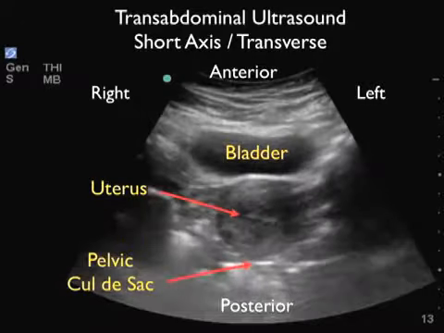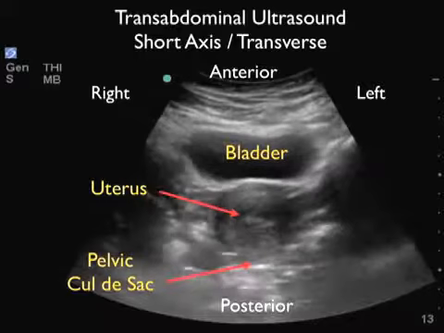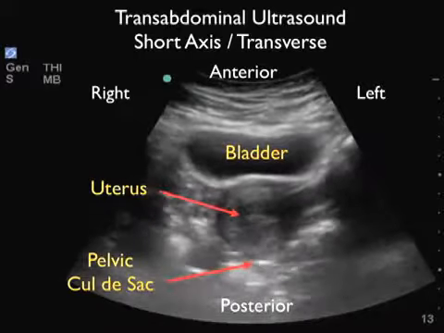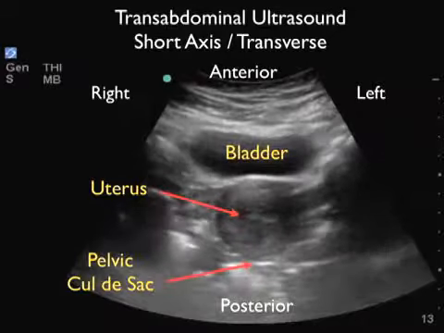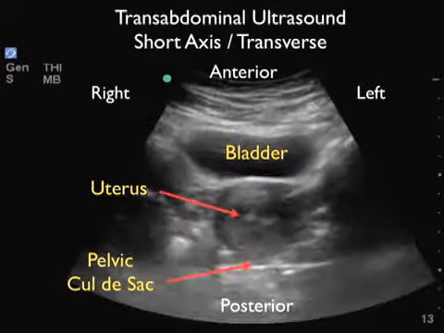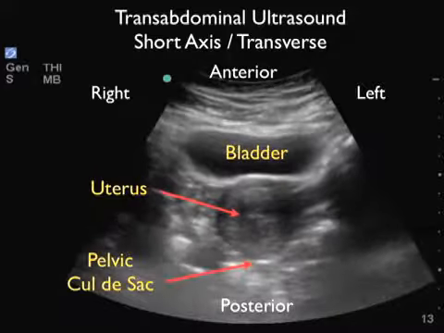We see the darker anechoic fluid collection, which is the bladder, and again we see the uterus just posterior to the bladder and the white endometrial stripe located at the midline of the uterus. We also see that potential space, the pelvic cul-de-sac, just posterior to the uterus.